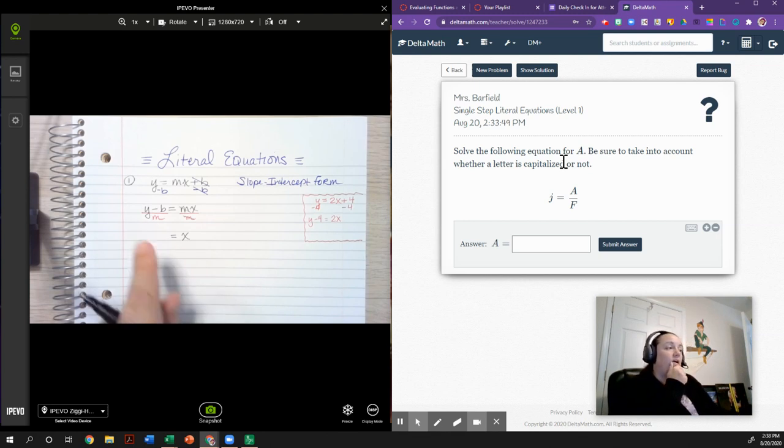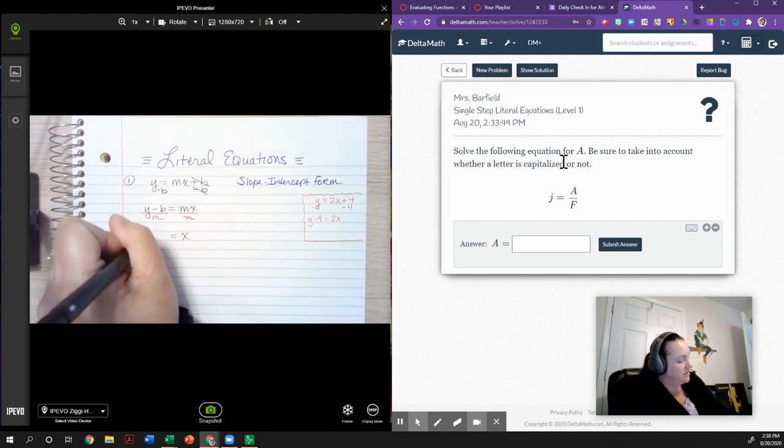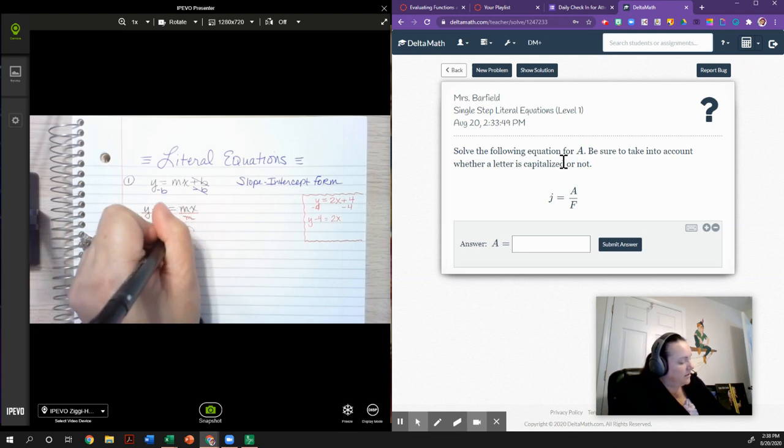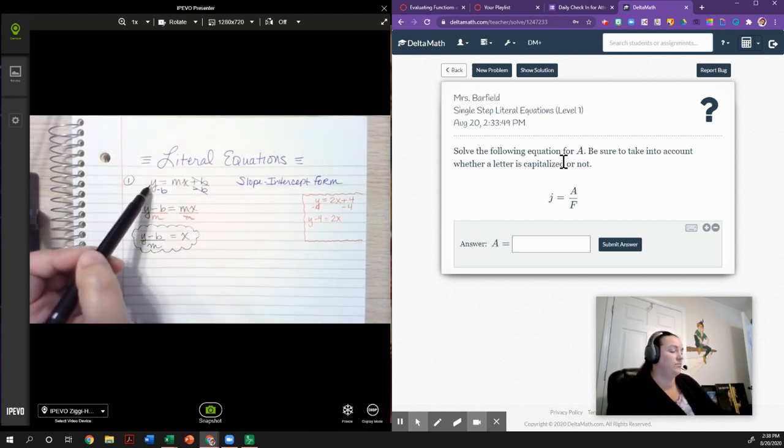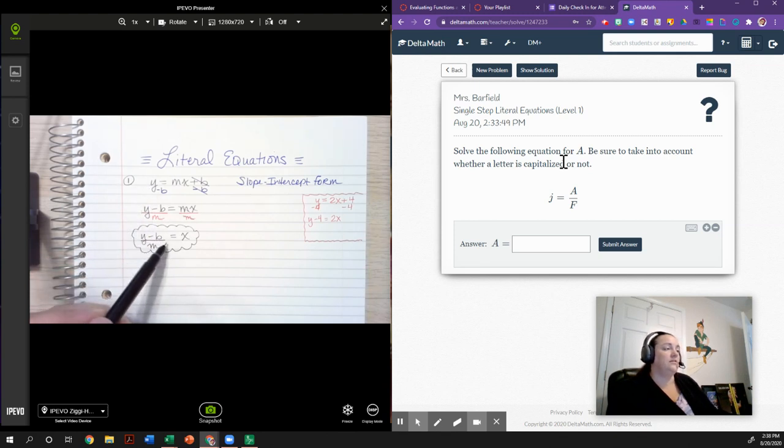Now I've got a bunch of letters over here. You're done. You're just going to recopy the bunch of letters just like this. So y minus b all over m, and that's your final answer. So I had y equals, and I said I wanted to solve for x equals. Well, now I know what x equals. x equals y minus b over m.